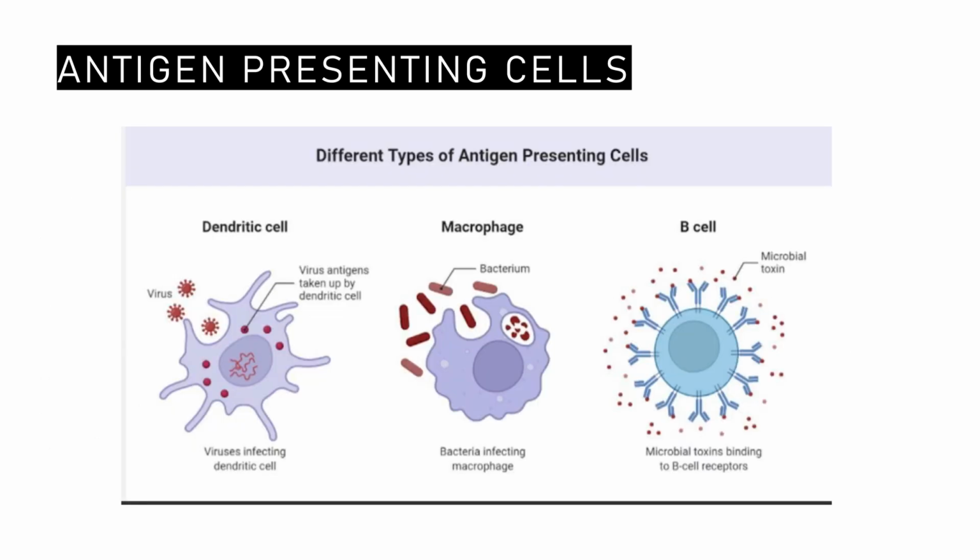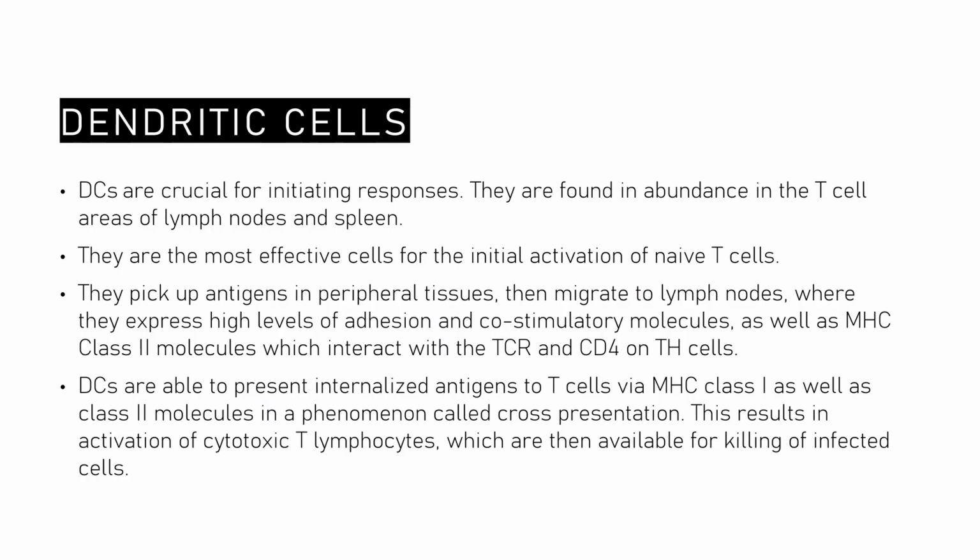So, these are the images of the antigen presenting cells, and let us see them one by one. Dendritic cells are crucial for initiating responses, and they are found in abundance in the T cell areas of lymph nodes and spleen. They are the most effective cells for the initial activation of naive T cells.